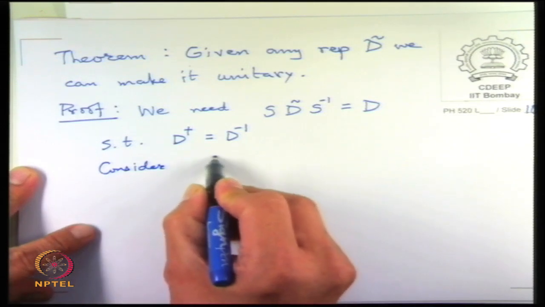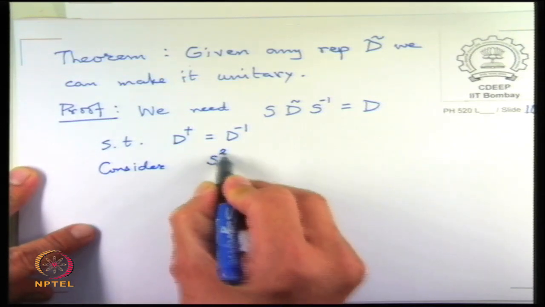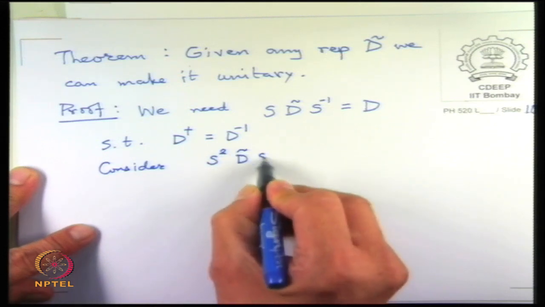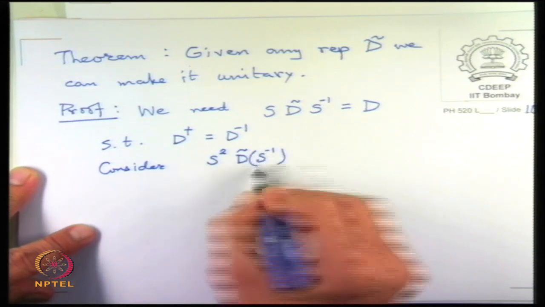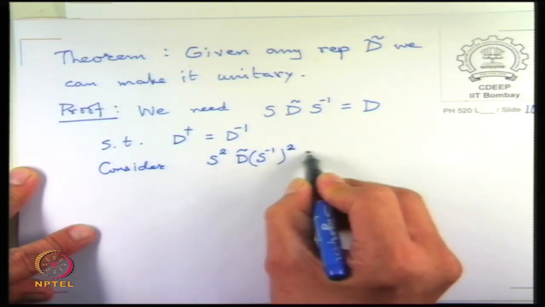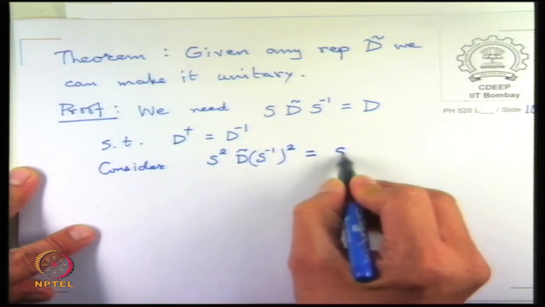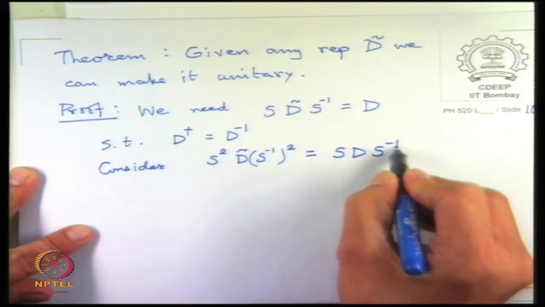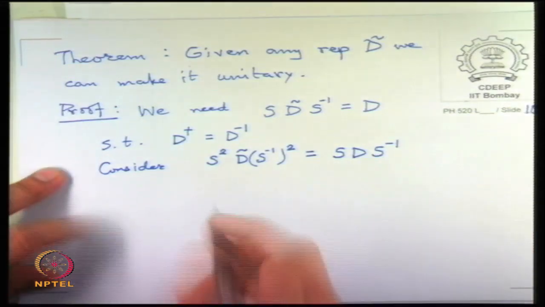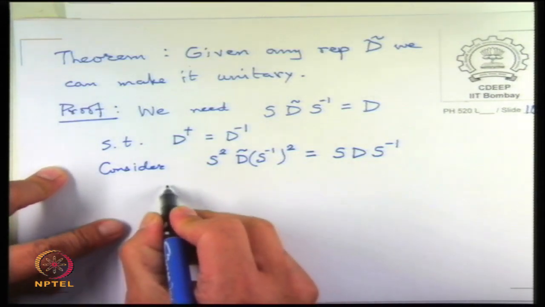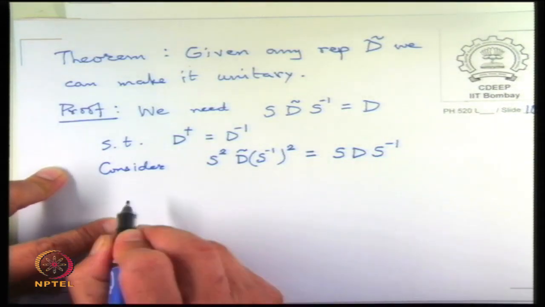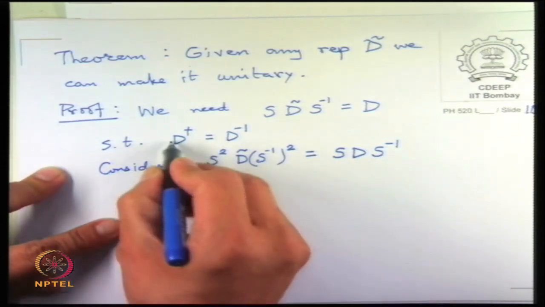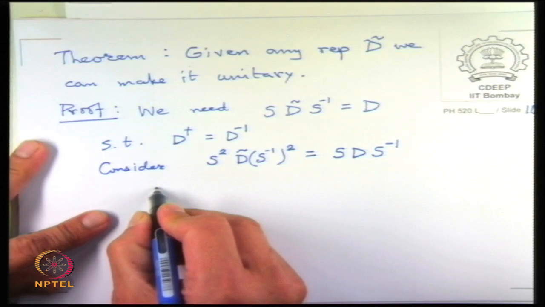consider the statement that S D tilde S inverse squared is equal to S D S inverse, and then we write it in the form. So let us just rewrite this. Probably this is not the correct step. So let us write this out first.